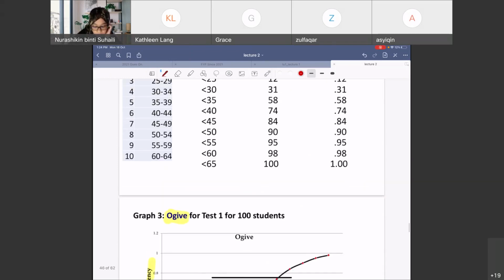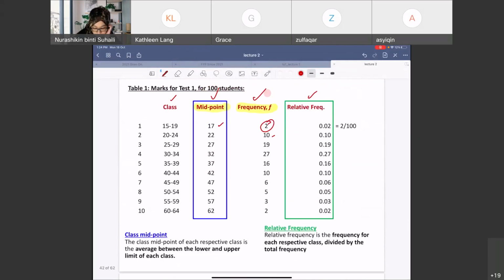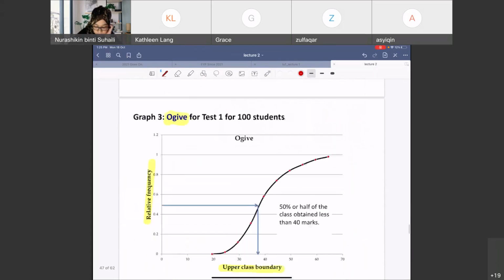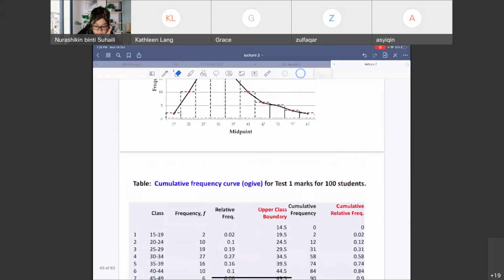Okay, how you get the relative frequency is from this one. From the frequency, you divide by the total frequency. How much is it here? 100. So for this one, 2 divided by 100 is 0.02, and so on. These values are the ones that you plot on the OGIF, the Y axis, against the upper class boundary for every class.